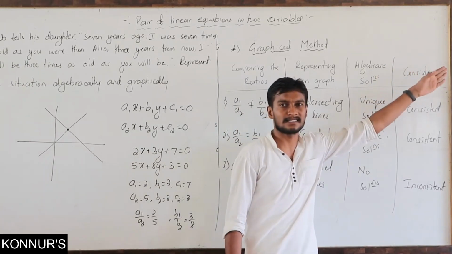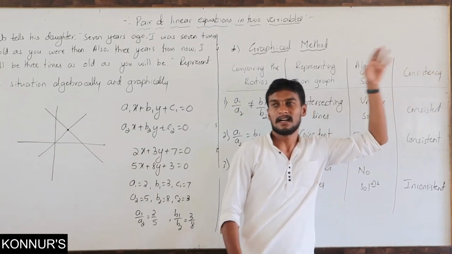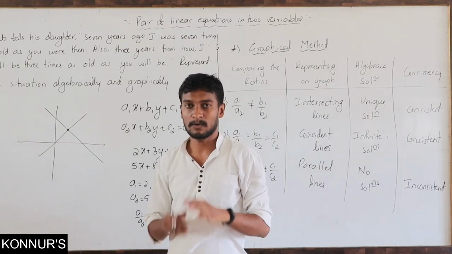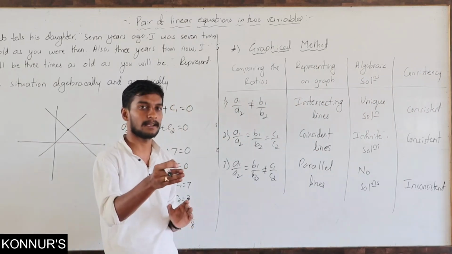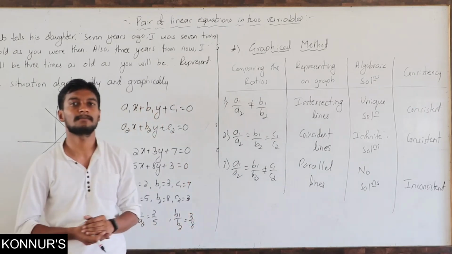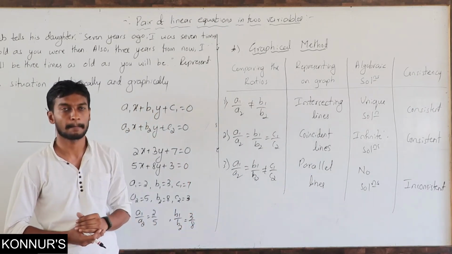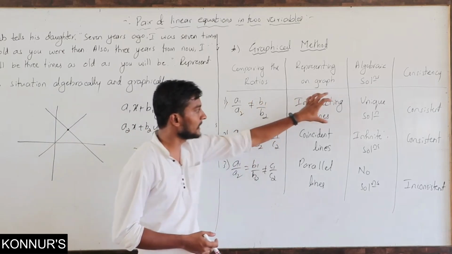And the consistency: consistency means the pair of linear equations has a solution. If it contains a solution, it is a consistent pair. If it doesn't contain any solution, it is an inconsistent pair. So here we already know there is a unique solution.